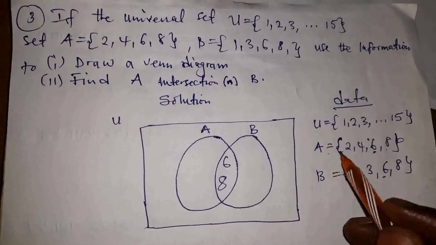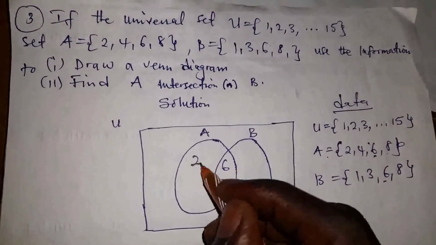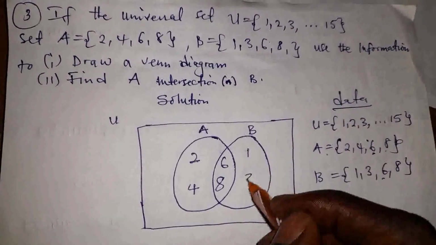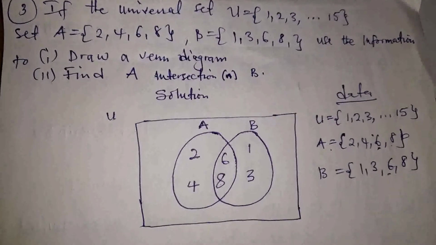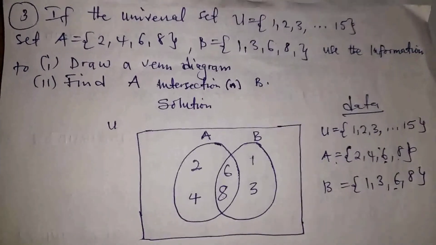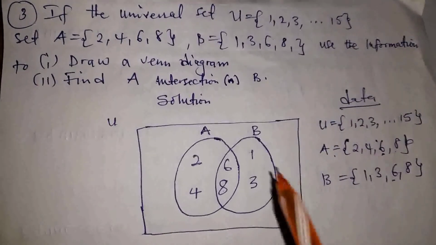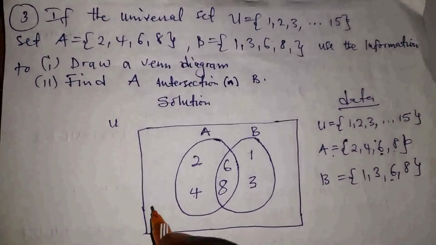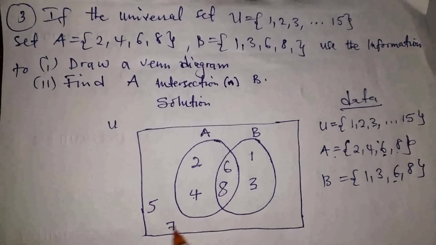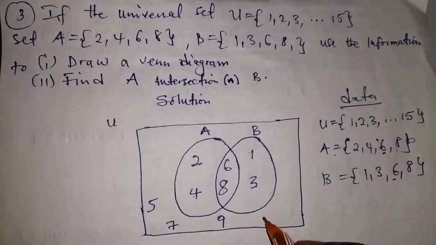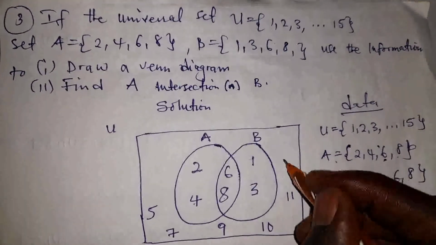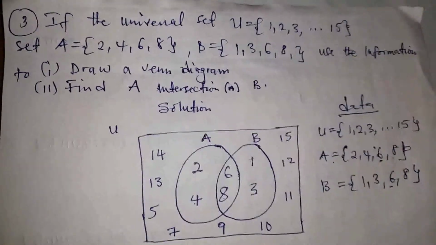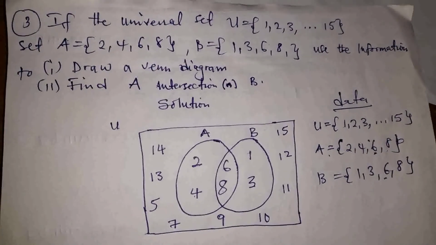Now come to A. You already have 6 and 8. What is left? We are left with 2 and 4. Now come to B. We already have 6 and 8. What is left? 1 and 3. Remember from our first lecture we said no repetition in the universal set. So in the universal set we have from 1 to 15. Now let's start counting. 1, 2, 3, 4. Is there any 5? No. Write 5. 6. Is there any 7? No. 7. 8. We have 9, 10, 11, 12, 13, 14, and 15. That's the universal set. Very easy, not so?